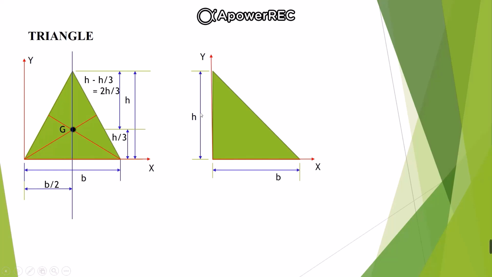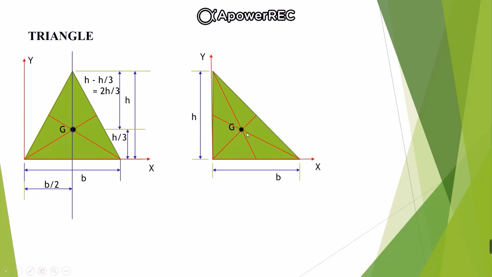Now coming to the second triangle, it's a right angle triangle. So here also, first identify the reference axis, then you draw the medians. The intersection of the medians will definitely give you the centroid of this triangular section also. So here there is a small difference. When you try to draw a vertical line passing through the center of the triangular section, you can see that the section is not symmetrical about that line. So the distance of CG from the y-axis is not b by 2 here.